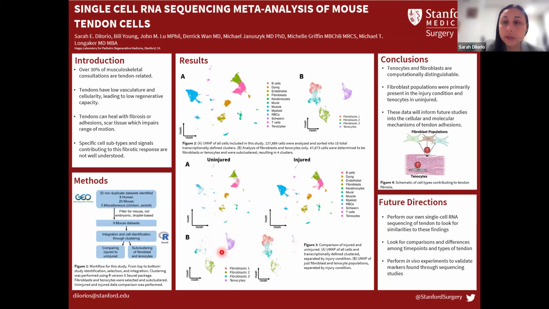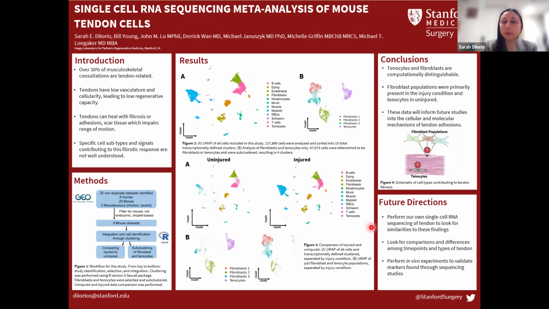In conclusion, we saw that tenocytes and fibroblasts are computationally distinguishable, and we saw that the fibroblast populations were primarily present in the injury condition, while tenocytes were in the uninjured. These data will inform our future studies into the cellular and molecular mechanisms of tendon adhesions and help us understand the contributions of both these fibroblasts and tenocytes.